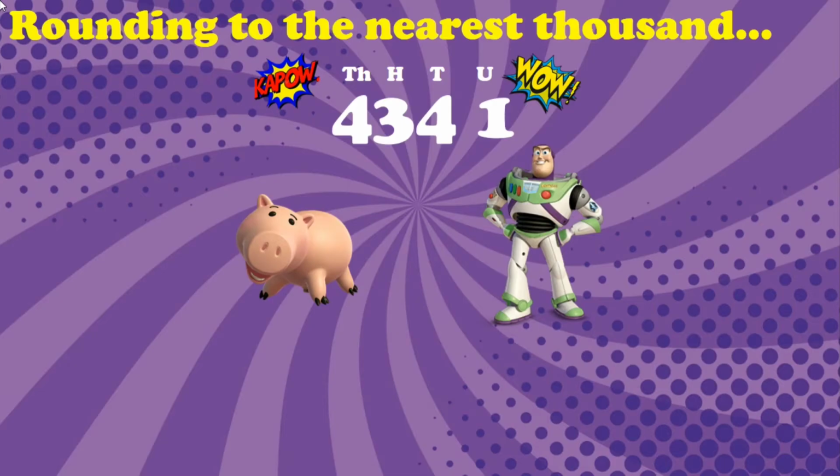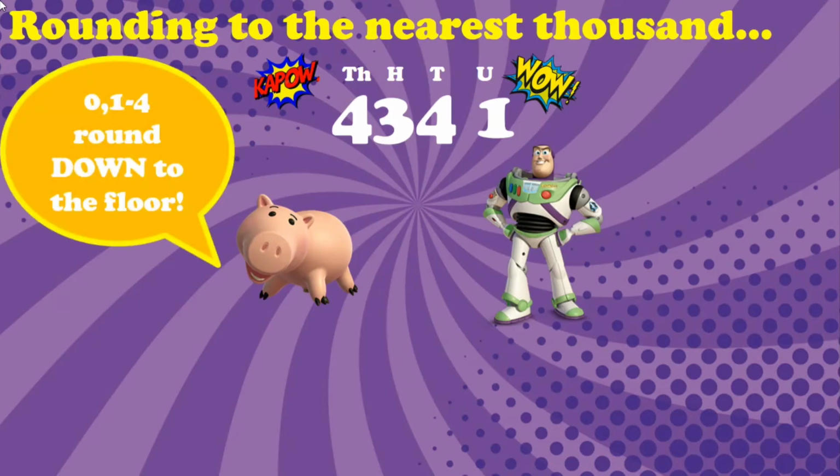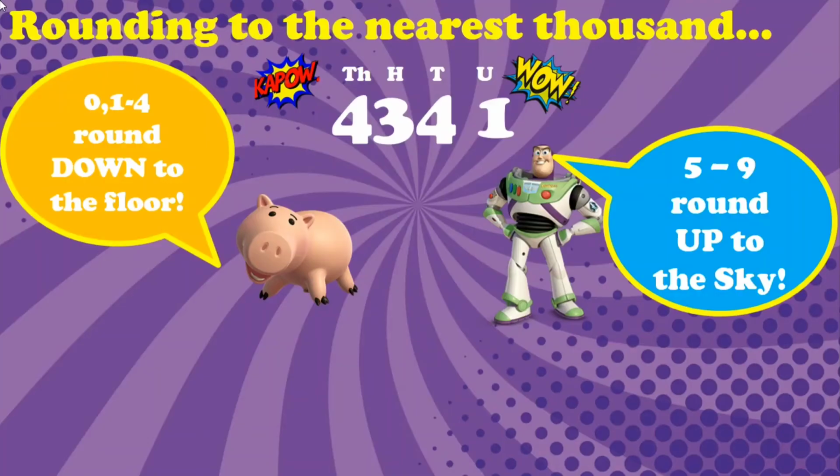Excellent. Let's do this one. 4,341 rounded to the nearest thousand. You can pause and then play, but remember, 0, 1 to 4, we round down to the floor. 5 to 9, we round up to the sky. So pause and then play.